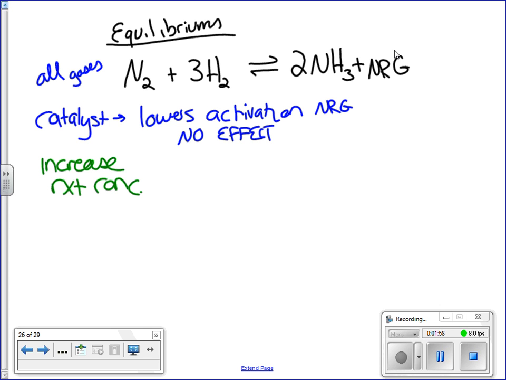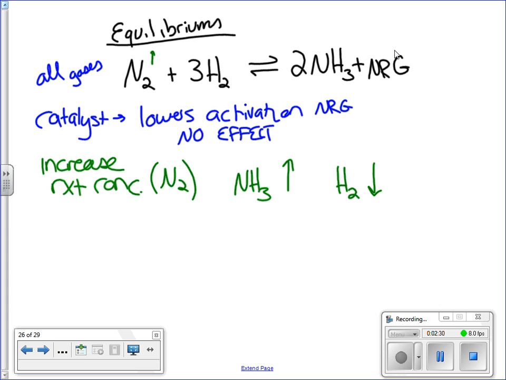It should make sense to you that if I keep giving you bologna and bread, I can make more and more sandwiches. So if I increase the concentration of, let's say, N2, that's nitrogen gas, it's going to shift to the opposite side. So my NH3 is going to increase, and my H2 is going to get used up because I have to use the rest of it to produce more NH3. So that's going to decrease.